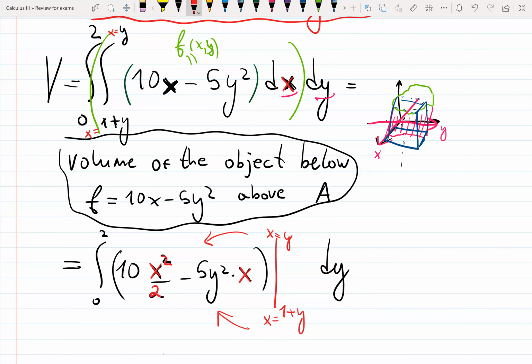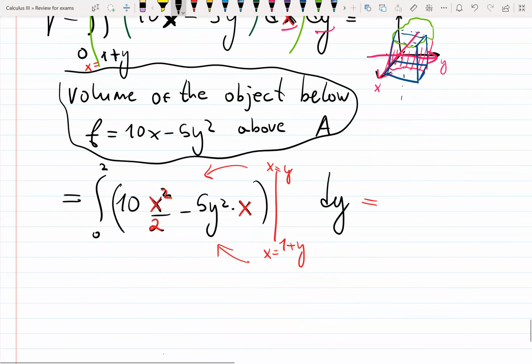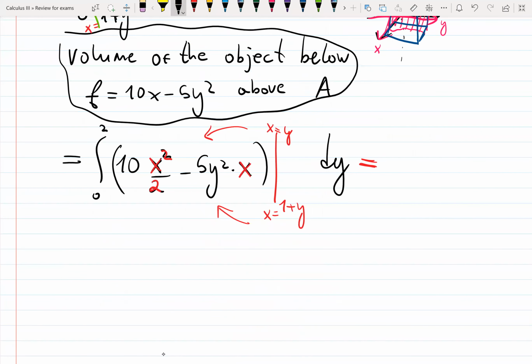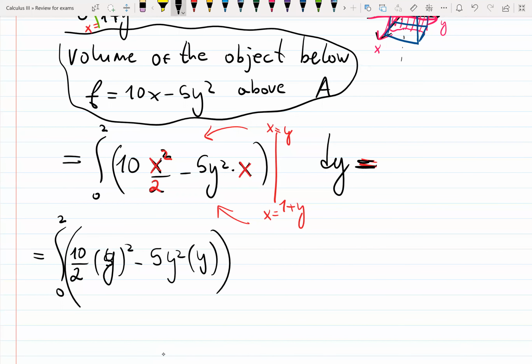And now it's exactly like we did before. Plug the top minus the bottom, see calculus 1. The end of calculus 1, we're doing definite integrals. The outside integrals keep waiting. The y's keep thinking what is happening here. Plugging into x. Top, x equals y. So it will be 10 over 2. I will keep it for now. And then it will be y squared minus 5y squared. Plugging y. Put parentheses, minus.